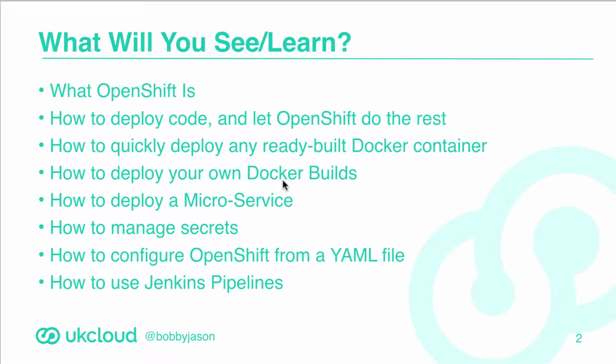If there's something in Docker Hub that you want to just deploy, you can say, hey, this is the Docker Hub URL, go and deploy it. If you've got your own Dockerfile and you want to build that Dockerfile, push it to the OpenShift image repository instead of Docker Hub or Quay.io, whatever you use, you can use the OpenShift version instead. I've also got some examples on building and deploying microservices. I'm also going to cover how to manage secrets.